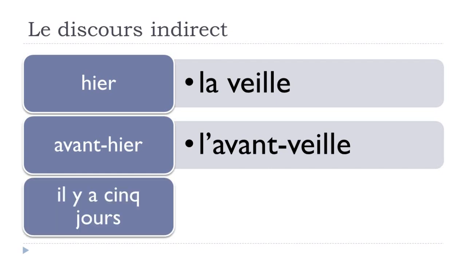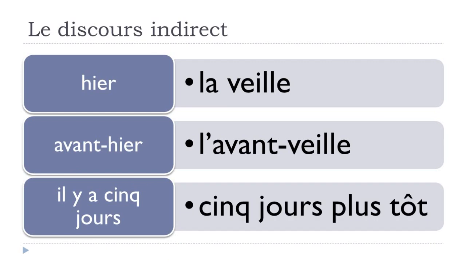Il y a 5 jours, so remember we've got this il y a structure to say "ago", so 5 jours, 5 days. 5 days ago, in French, it's il y a 5 jours. And then if you transpose this il y a 5 jours into this discours indirect, it will become 5 jours plus tôt. Okay, plus tôt, earlier.